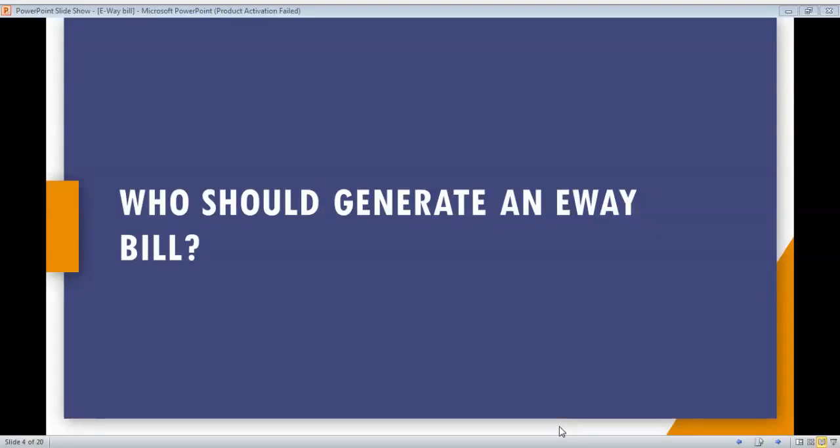I'm Lavanya. So today we are going to learn, apart from the e-way bill, who should generate an e-way bill. In the last class we understood the e-way bill features and benefits, how to generate it, and we learned the components of it. So in this class we are going to know who should generate an e-way bill.